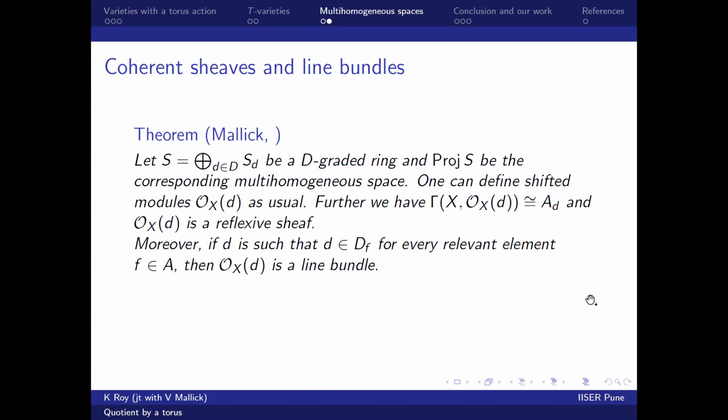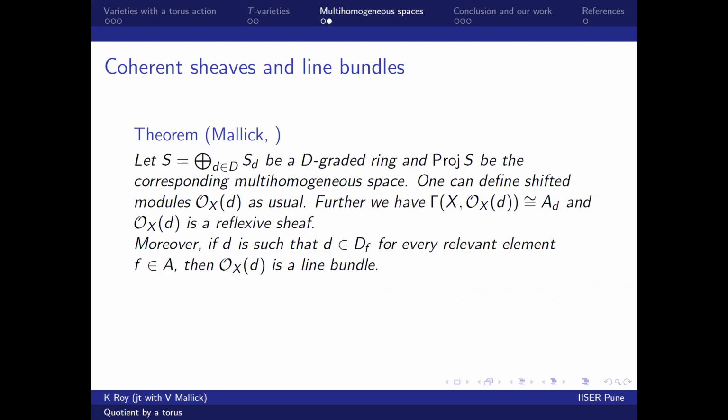And here we have a theorem that if you have a graded ring and Proj is non-empty, then one can define the modules O(D) as usual. And further, we have this property that O(D) are coherent and reflexive sheaves, and we know their global sections are isomorphic to A_D. And furthermore, if D, the shifting, is such that it belongs to the cone of every relevant element, then O(D) is a line bundle.